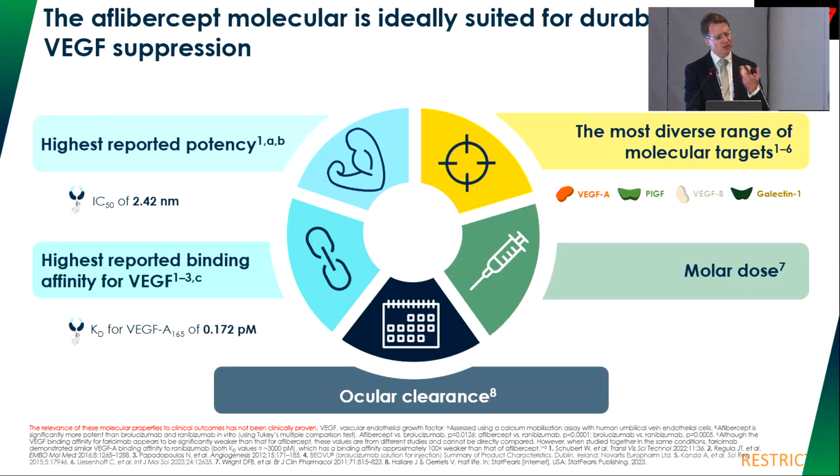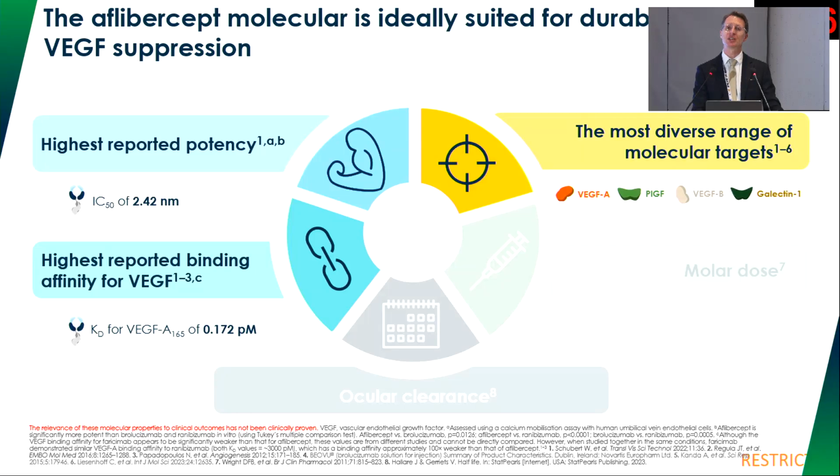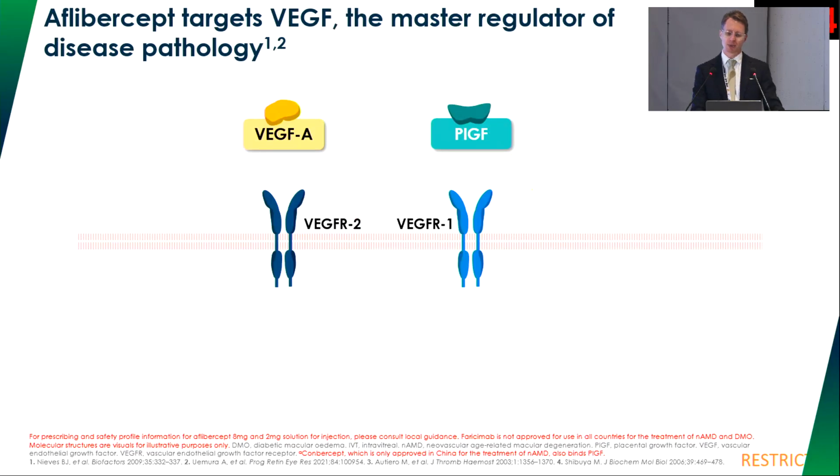So we're going to talk about aflibercept initially. Aflibercept has a very high potency, has very high binding with a low dissociation constant, and actually binds a whole range of targets, not just VEGF, but galectin-1 and placental growth factors, for example. So it is well positioned to block VEGF.